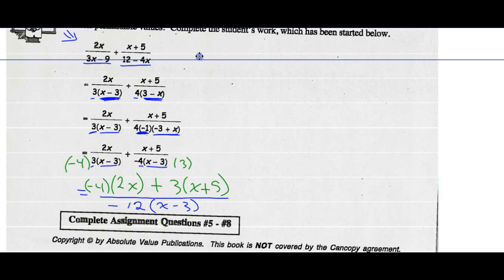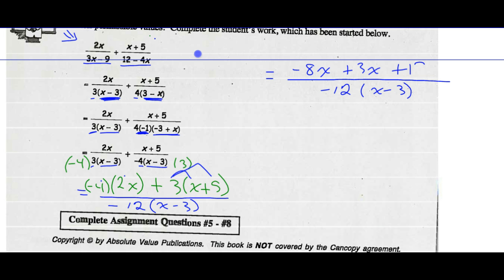So I've now written equivalent rational expressions with a common denominator. I want to simplify my numerators and keep that denominator the same. So the denominator is not going to change. Negative 12 times x minus 3. My numerator, expand it and collect like terms. So negative 4 times 2x is minus 8x. And 3 times x plus 5 gives me a positive 3x, and 3 times 5 is a plus 15. Combine like terms, negative 8x plus 3x and minus 5x plus 15 all over negative 12 times x minus 3.